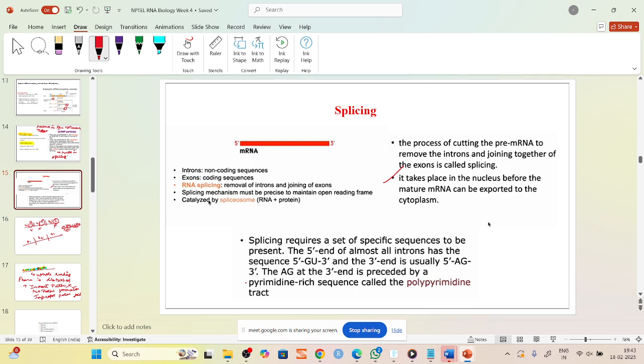Now it says that splicing requires a set of specific sequences to be present. The 5' end of almost all introns has the sequence 5' to 3' GU, and the 3' end is usually 5' to 3' AG. The AG at the 3' end is preceded by a pyrimidine rich sequence called the polypyrimidine tract. This is self explanatory, nothing much to explain at this point. Just remember what sequences are required at the 5' and 3' ends during the splicing complex. So now we have completed lecture 2 also.